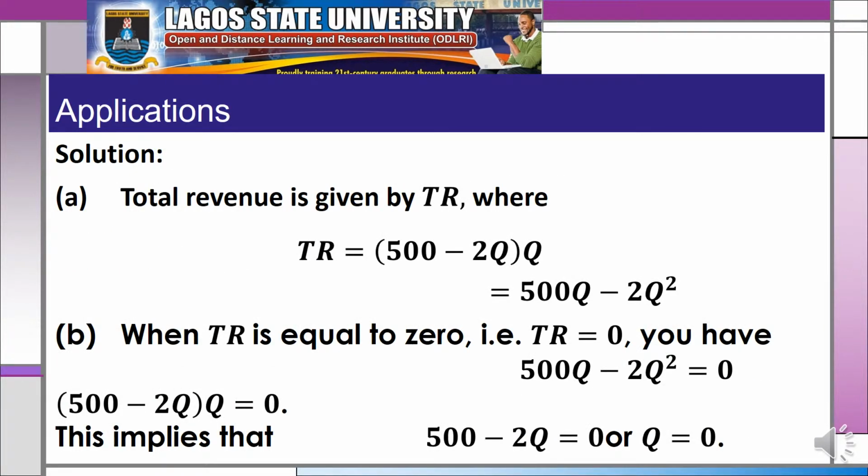Solution. The total revenue given by TR is the product of 500 minus 2Q times Q, which would give us a quadratic equation: 500Q minus 2Q squared. When TR is equal to 0, you factorize the quadratic equation, and that gives you either Q equals 0 or Q equals 250.